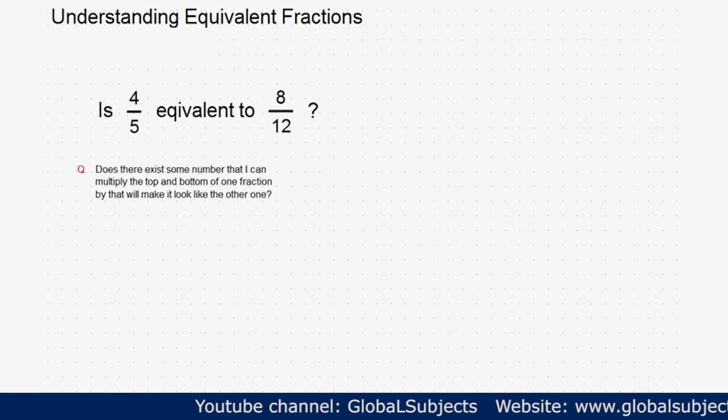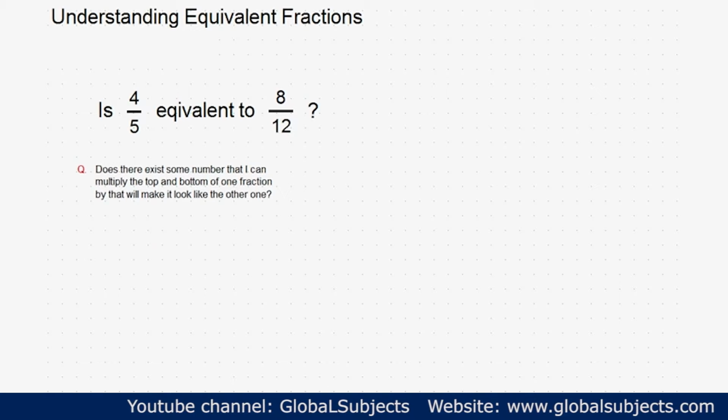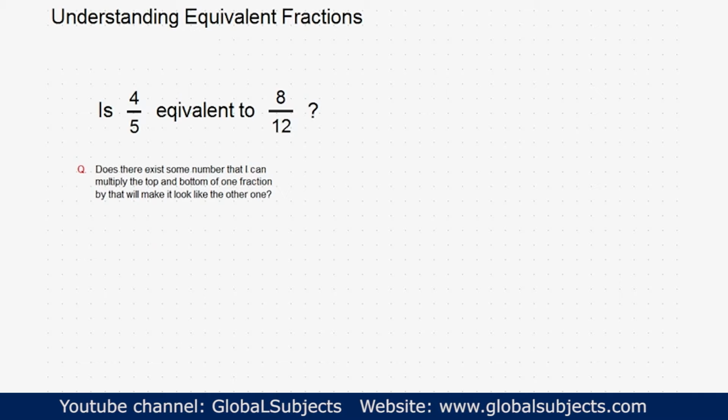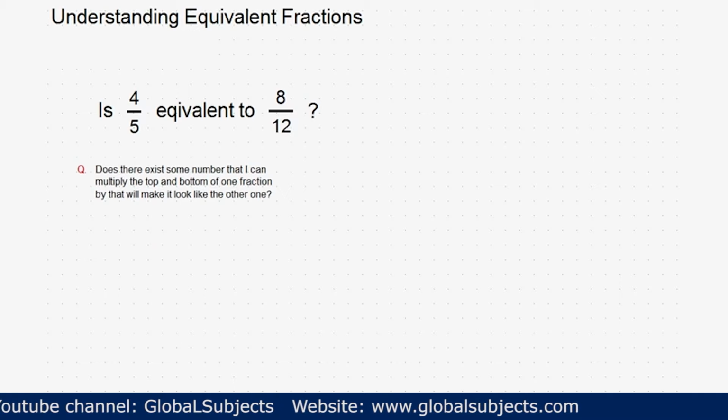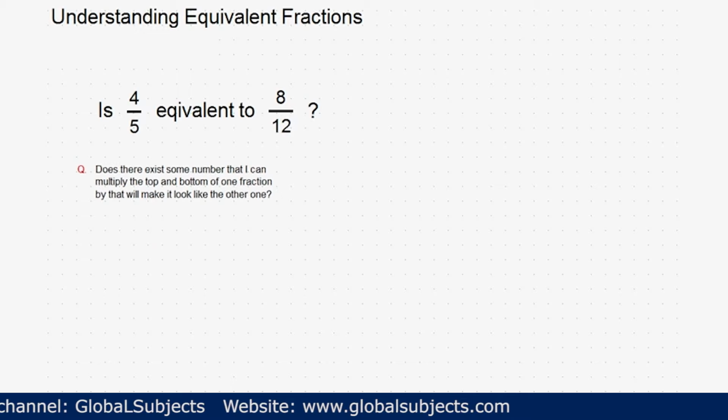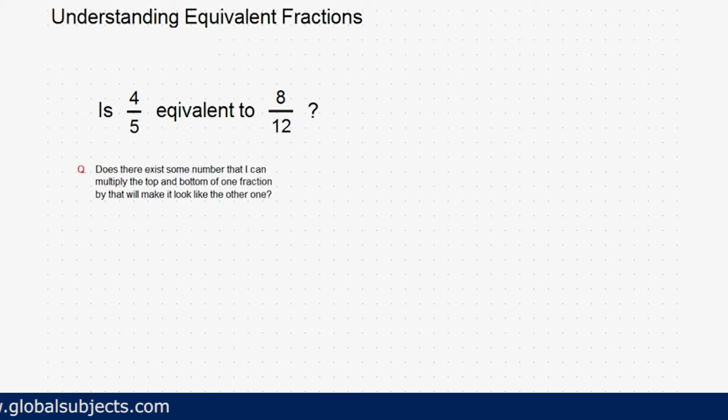Now, clearly, 8/10 is not the same as 8/12. So I therefore know that these fractions cannot be equivalent. I mean, I could try it with a different number too. I could go 4 times 3 is 12, and 5 times 3 is 15. That's still not going to work. There's nothing I can do, there's no number that I can multiply the top and bottom of 4/5 by that's going to make it turn into an 8/12. That's how I know that the fractions are not equivalent.